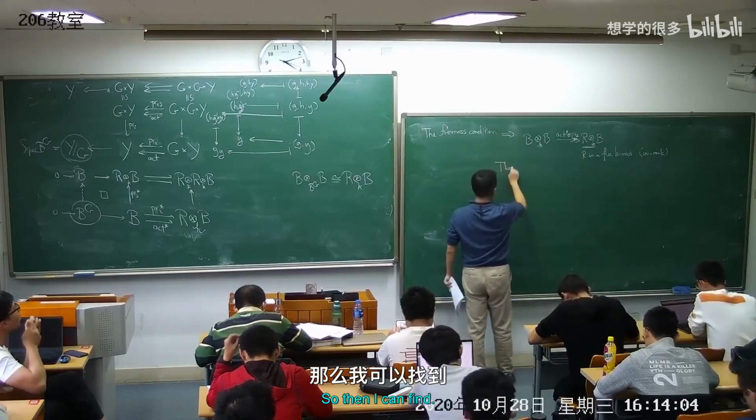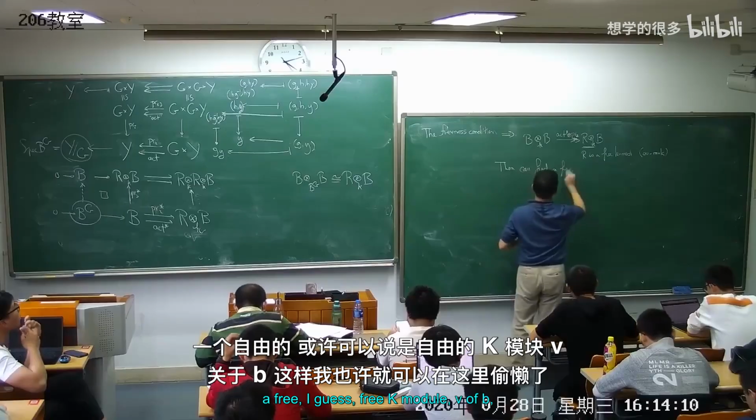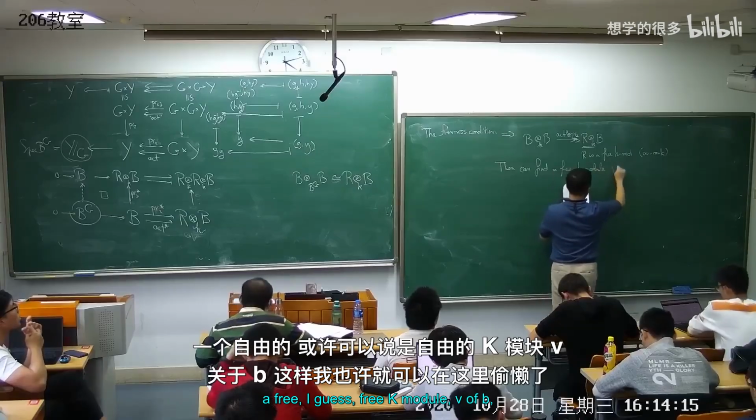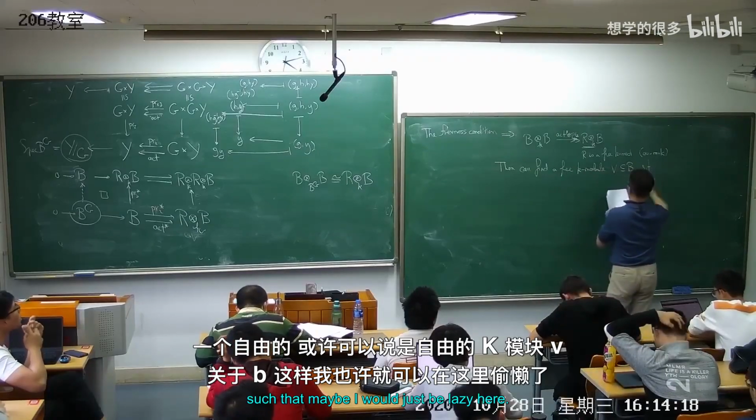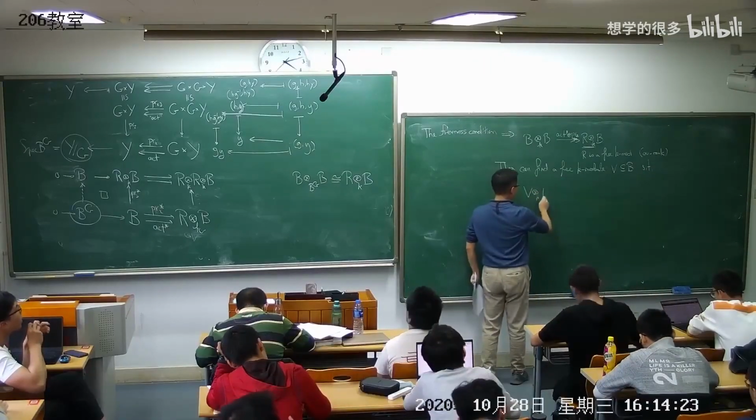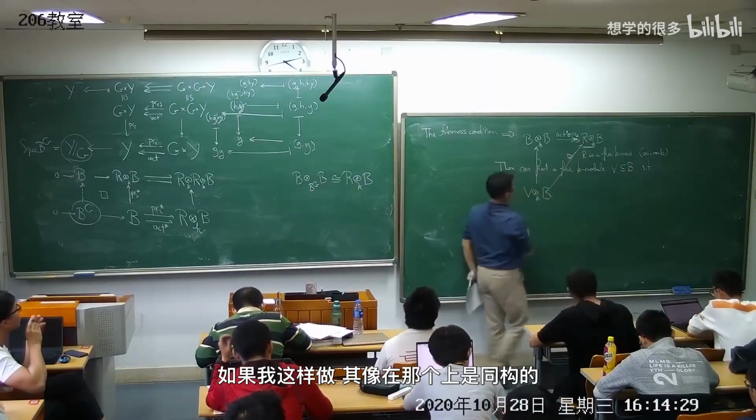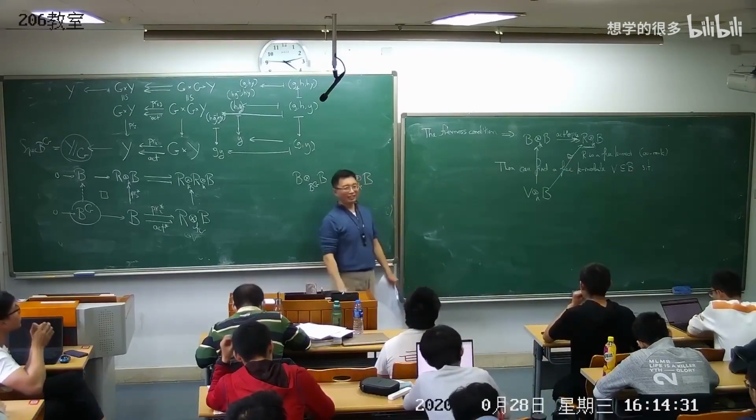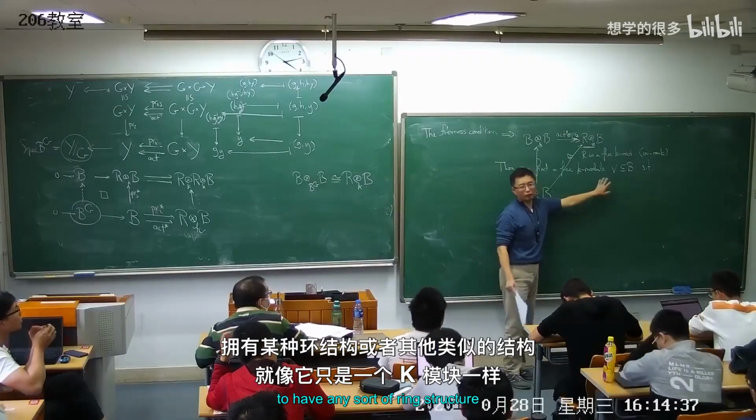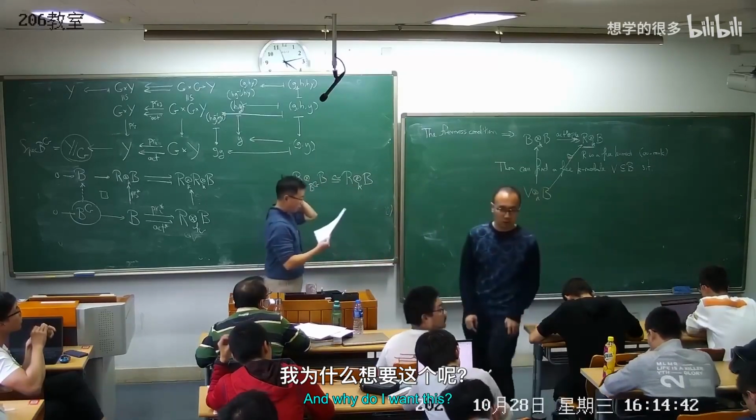So then I can find a free K module V of B, such that, maybe I'll just be lazy here, if I do this, its image is isomorphic to that one. It's a little ad hoc, I have to say. I don't require any ring structure whatsoever, just a K module. And why do I want this?